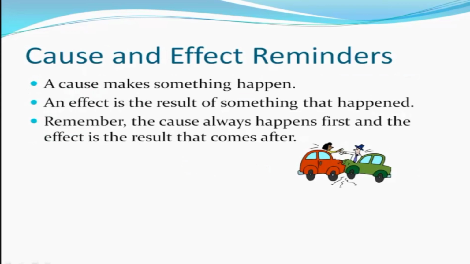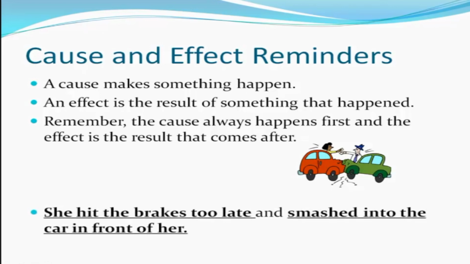These are points to remember about cause and effect. A cause makes something happen. An effect is a result of something that happens. Remember, the cause usually happens first, and the effect is the result that comes after. Look at this example: she hit the brakes too late and smashed into the car in front of her. The first half of the sentence is the cause: she hit the brakes too late. And the second part is the effect: smashed into the car in front of her.